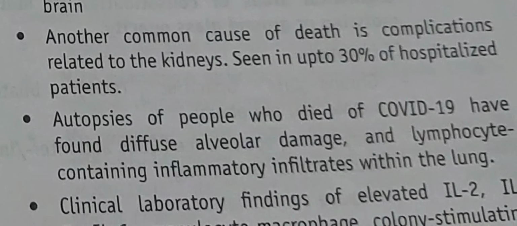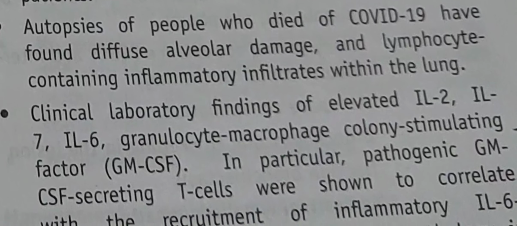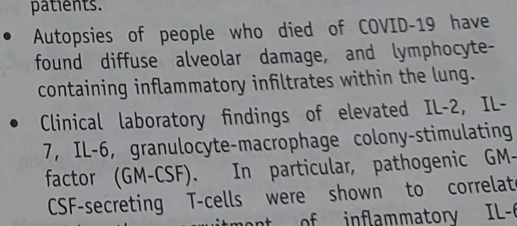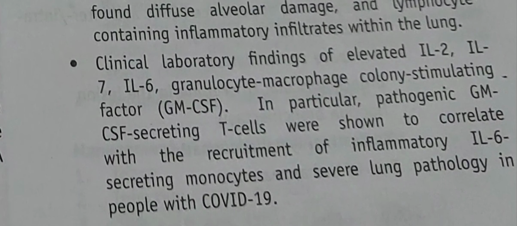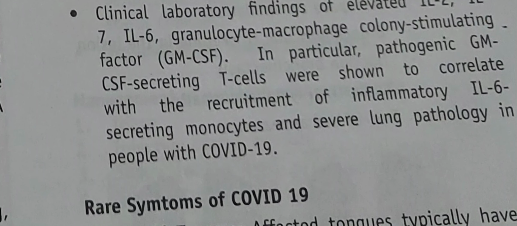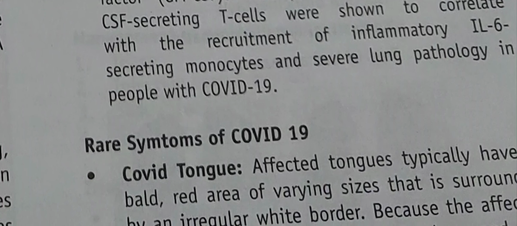People who have kidney disease are very prone to this, and it is seen in 30% of hospitalized patients. Autopsies of people who died of COVID-19 have found diffuse alveolar damage and lymphocyte-containing inflammatory infiltrates in the lungs. Laboratory findings, for example, show elevated IL-2, IL-7, IL-6, and granulocyte-macrophage colony-stimulating factor, that is GM-CSF. In particular, pathogenic GM-CSF secreting cells were shown to correlate with the recruitment of inflammatory IL-6 secreting monocytes.